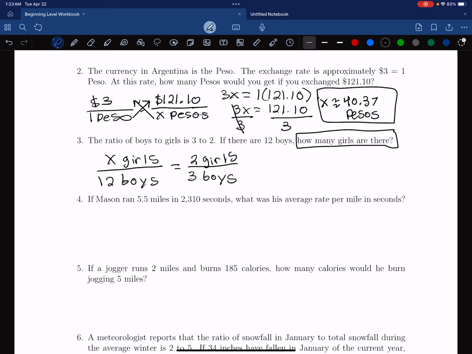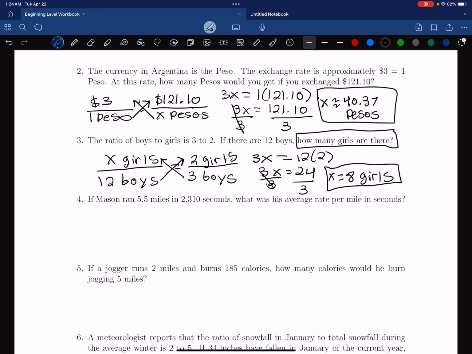And then from there, we can solve this proportion and cross multiply. So we get 3 times X, or 3X equals 12 times 2. So we get 3X equals 12 times 2 is 24. And then to solve for X, we're going to divide by 3 on both sides. And you're going to get X equals 8, or in other words, X equals 8 girls. And that's your final answer.